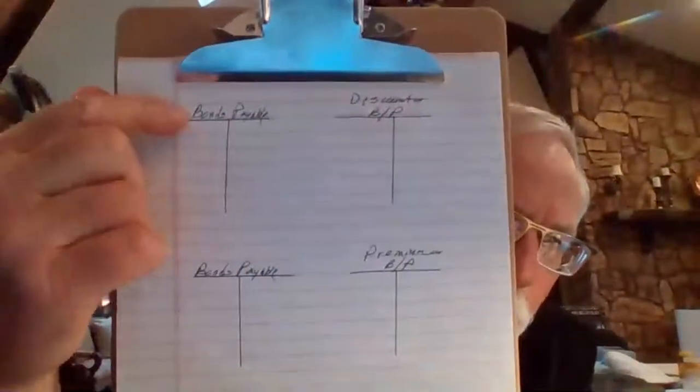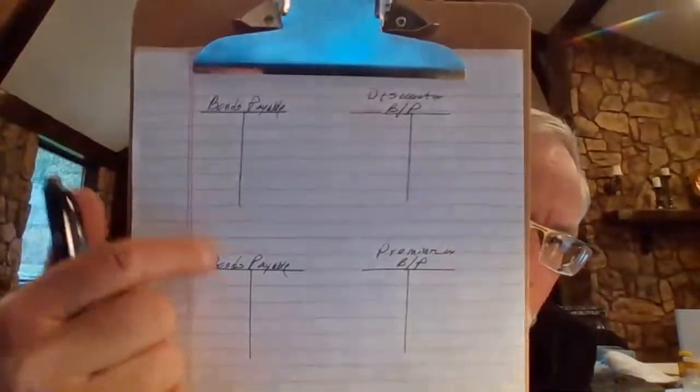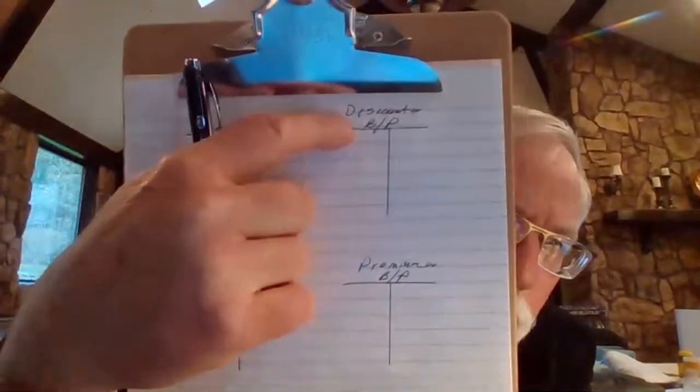Okay. Bonds payable. Discount on bonds payable. Okay, I just set up some T accounts here for what we just went over. Bonds payable, it's a liability account, and these are the modifying accounts. Discount on bonds payable, premium on bonds payable.